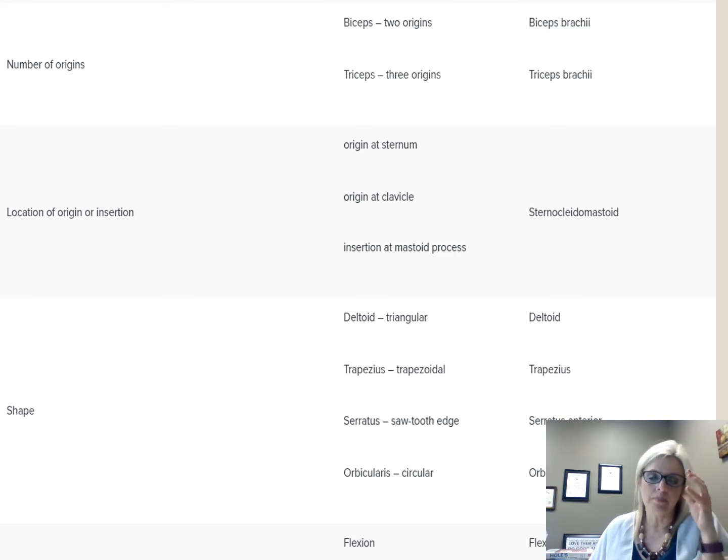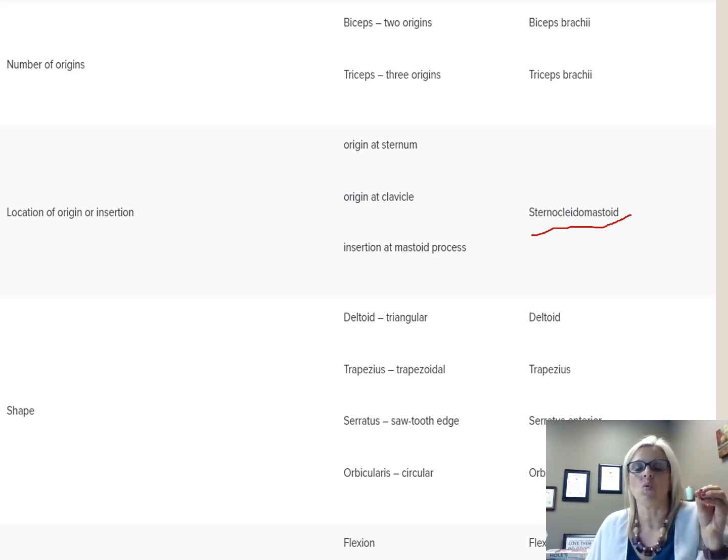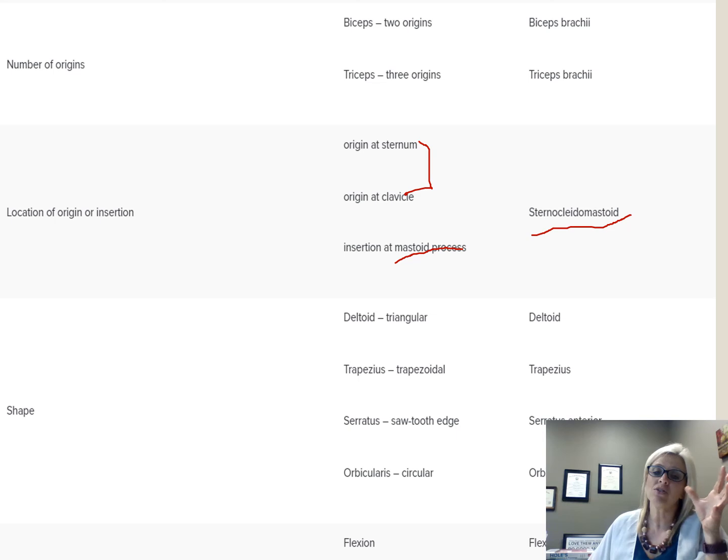We have ways of describing the number of origins, like biceps brachii has 2 origins and triceps brachii has 3, okay? Where it is located at the origin or insertion is also important, like the sternocleidomastoid, and that is going to have an origin on the sternum and the clavicle, but it's going to insert near the mastoid process. So this is why I said learning these features on the bones is really, really helpful, okay?